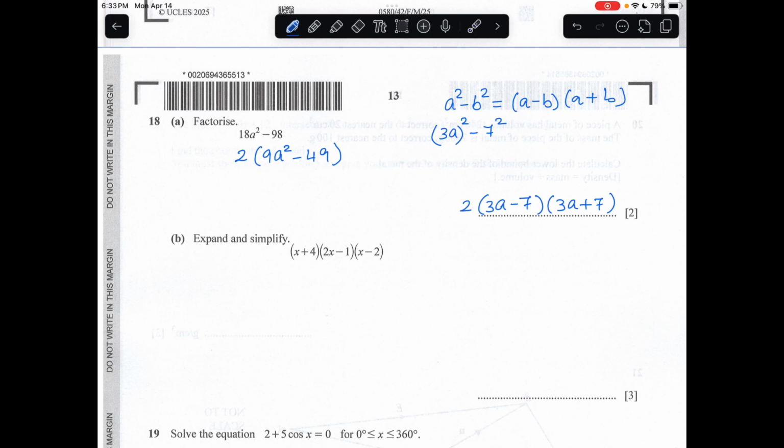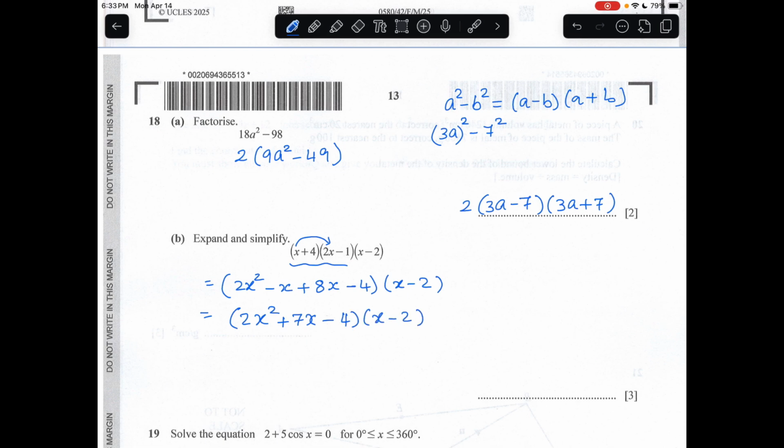Part B, expand. So when we have 3 brackets, you can either expand the first 2 and then multiply the answer by the third one. So that's what I'm going to do now. If I expand over here, I get 2x squared minus x plus 8x minus 4. Keep writing x minus 2. Combine the like terms, the middle two terms. So that's going to be 7x.